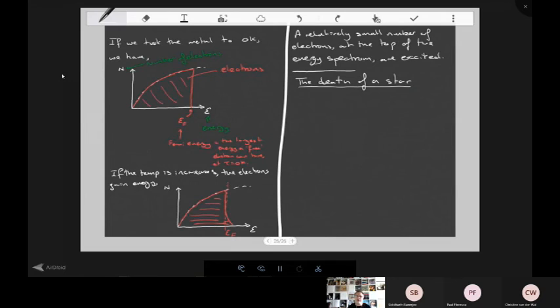So we don't have to know huge amounts about astrophysics, but we do have to know a little bit. So I think the next 2 sessions will be the death of a star.